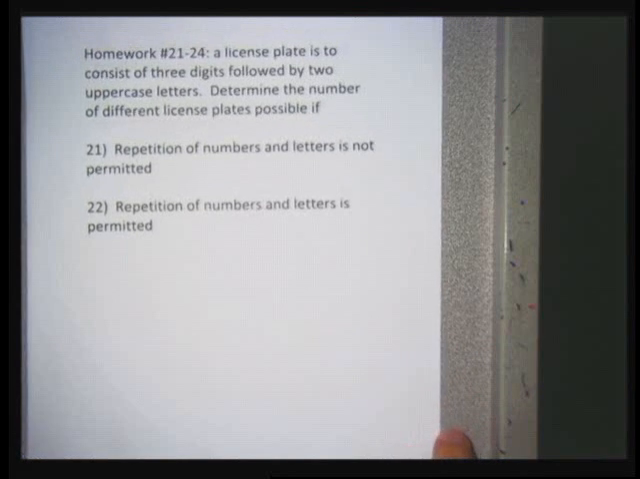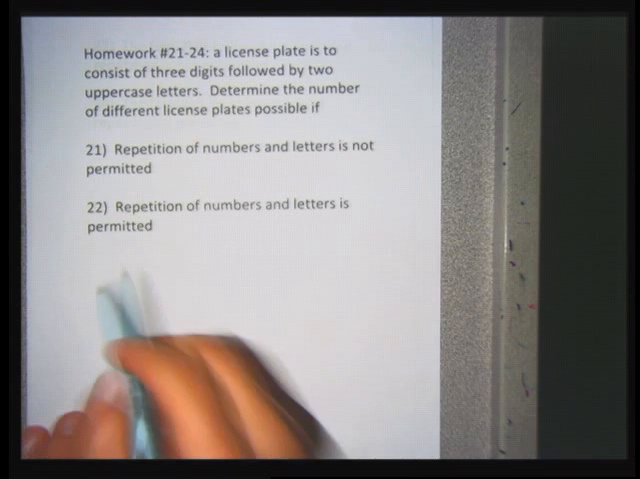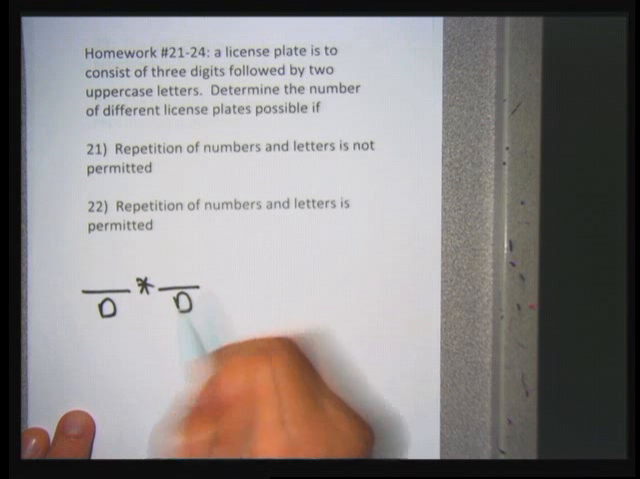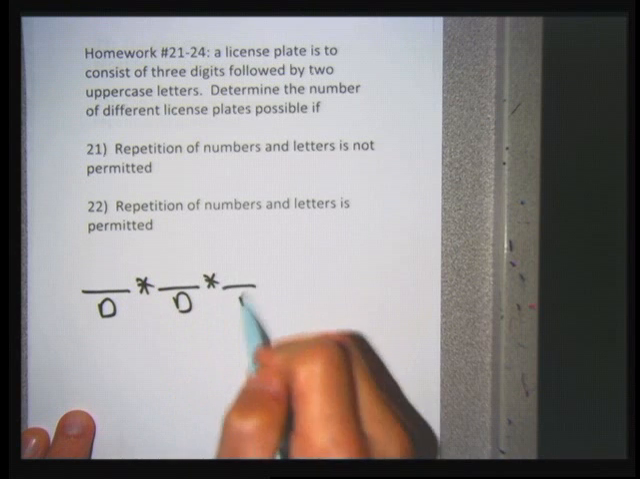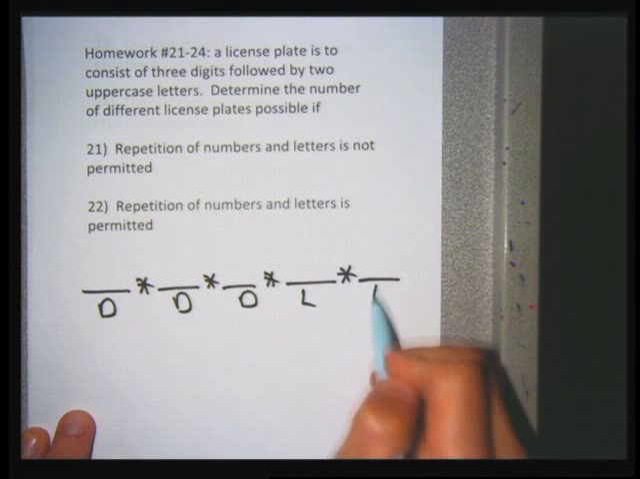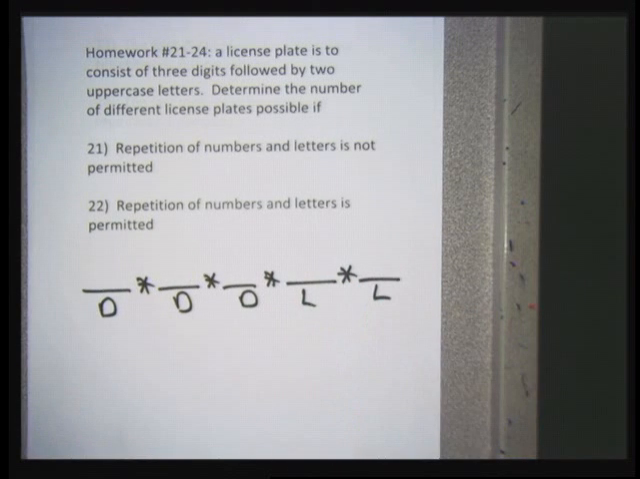License plates have 3 digits and 2 uppercase letters, so I'm going to get a digit, which is any number from 0 through 9, a digit, and a digit. And then uppercase letters. It doesn't really matter that they're uppercase, unless I was allowed to have both uppercase and lowercase, then it would matter. So I sketched out my license plate, and now I'm going to figure out how many of each number and how many of each letter is possible.